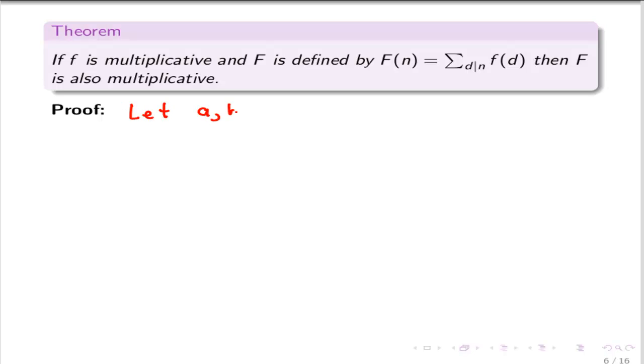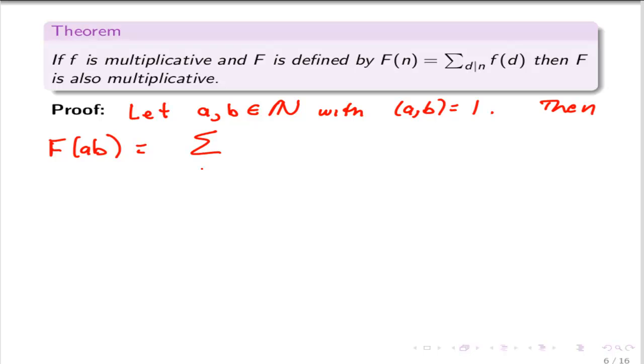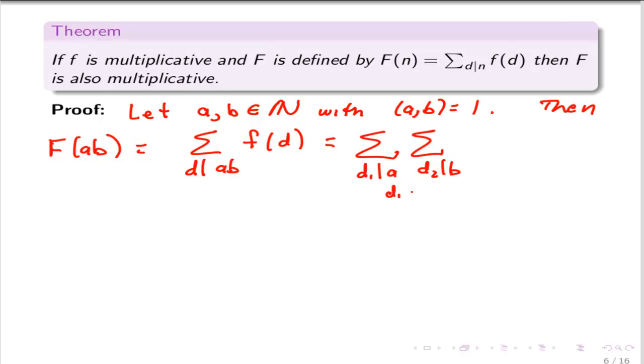So let a and b be natural numbers that are relatively prime. And we must show that capital F of ab is capital F of a times capital F of b. So what is capital F of ab? Capital F of ab means the sum over the divisors d of the product ab of little f of d. Now, by the correspondence theorem, the divisors of the product can be broken down into a double sum where we say d1 is a divisor of a and d2 is a divisor of b, and we have that d1 d2 is the value d we have right here. Okay, so this is by the correspondence theorem.